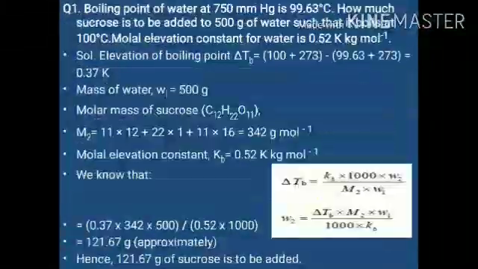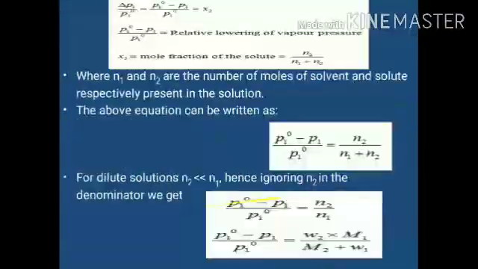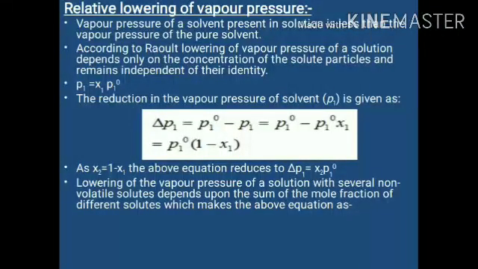Now we start. The first colligative property is relative lowering of vapor pressure. How does the vapor pressure increase or decrease? In this video we will study. The vapor pressure of a solvent present in a solution is less than the vapor pressure of the pure solvent. The meaning is that if any solution contains a non-volatile solute, then vapor pressure decreases. If any solution contains a volatile solute, then vapor pressure increases.